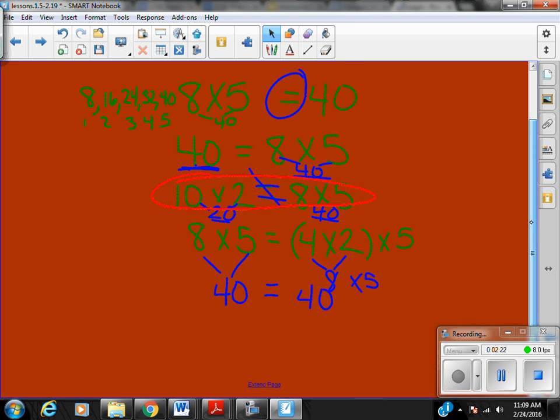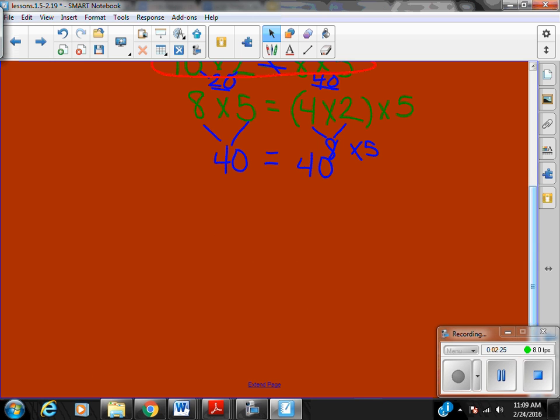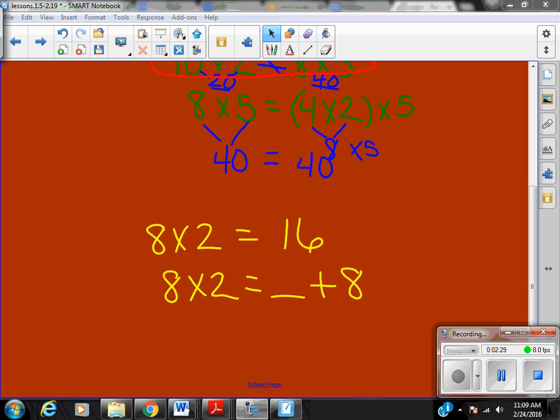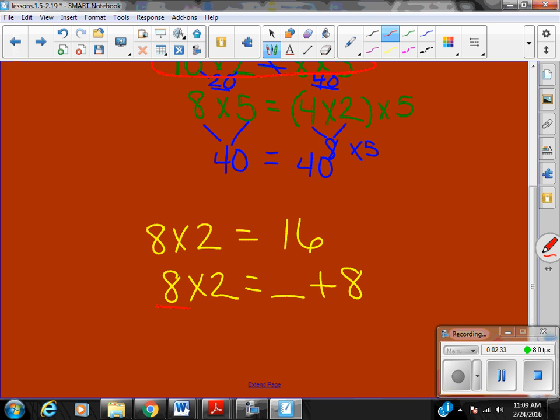So let's try something else here. Sometimes you might be looking at an equation that looks a little bit like this one on the bottom. 8 times 2 is 16. Is this equation true? Yes, because if I count by 8 2 times, I get 16. Or if I count by 2 8 times, I get 16. So the value over here is the same as the value on this side.